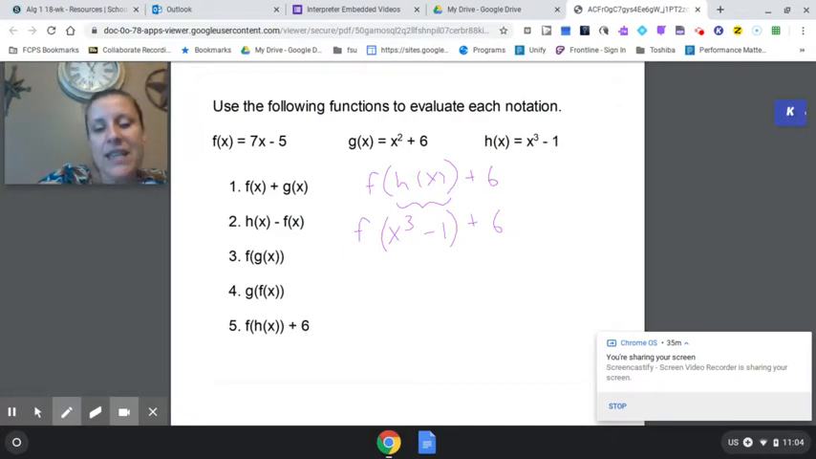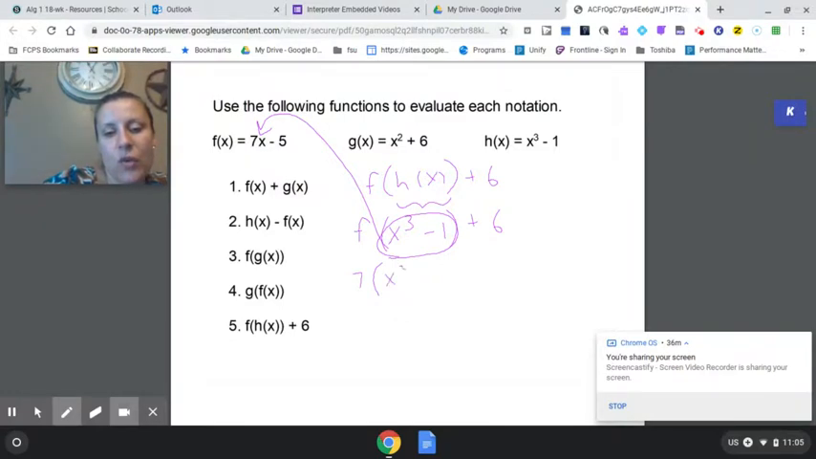Now we're evaluating f's function when the input is x cubed minus 1. So that x cubed minus 1 is going into x for f's function. So that would say 7 times our input of x cubed minus 1 minus 5. And then I'm bringing down the plus 6, dropping that straight down.